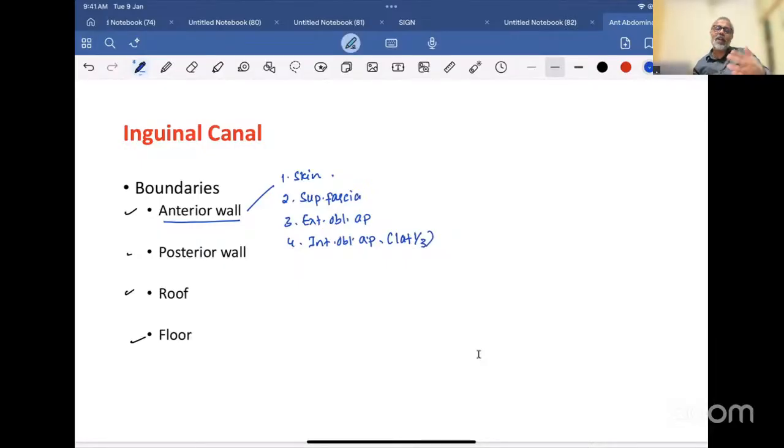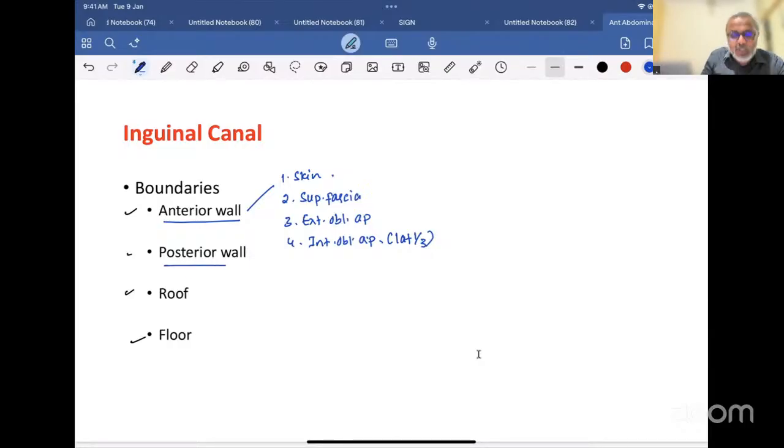Again, write one below the other so it adds to the volume of your answer. Your answer looks big. Some of the examiners actually look for whether you have written more content, right? One of the ways to make your content look bigger and voluminous is to write the points one below the other. So this is regarding the anterior wall.